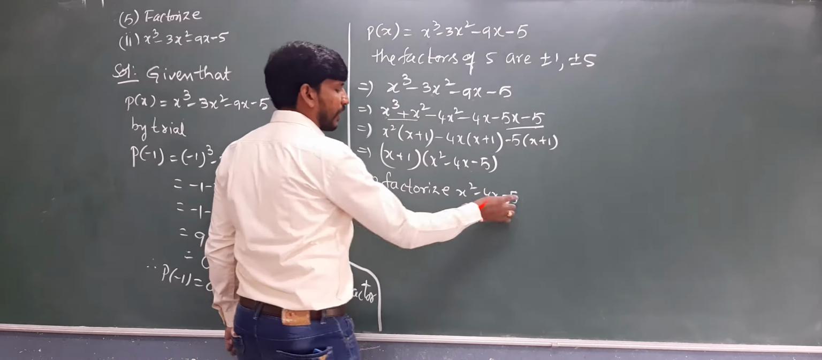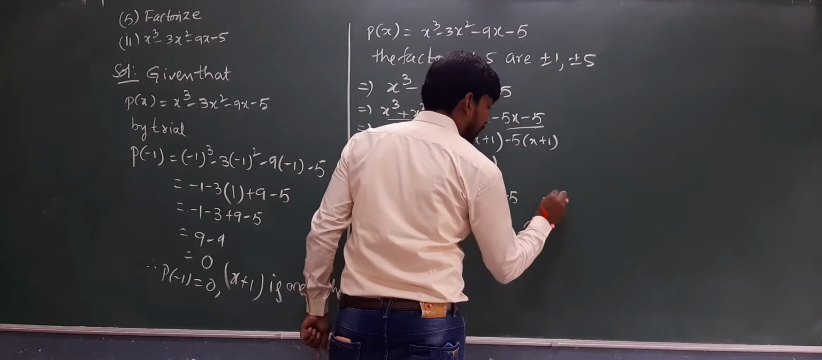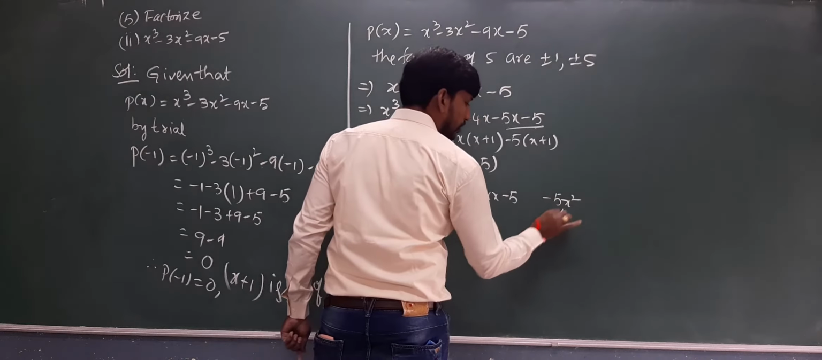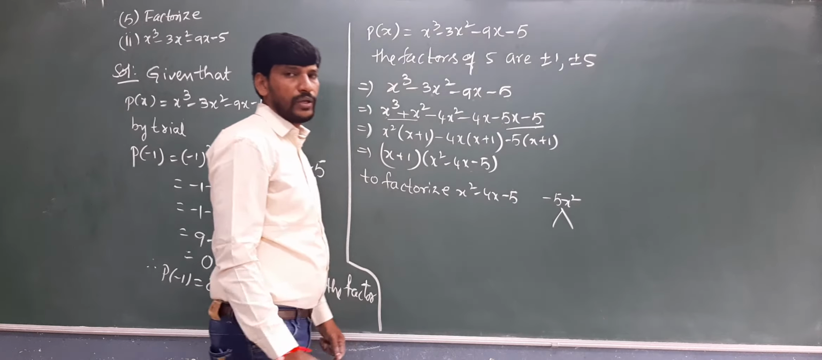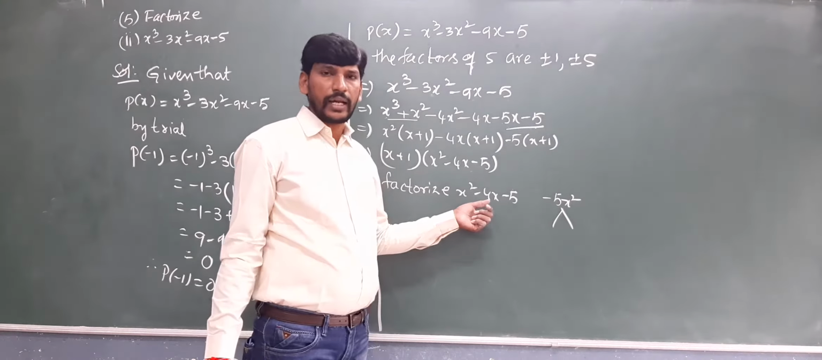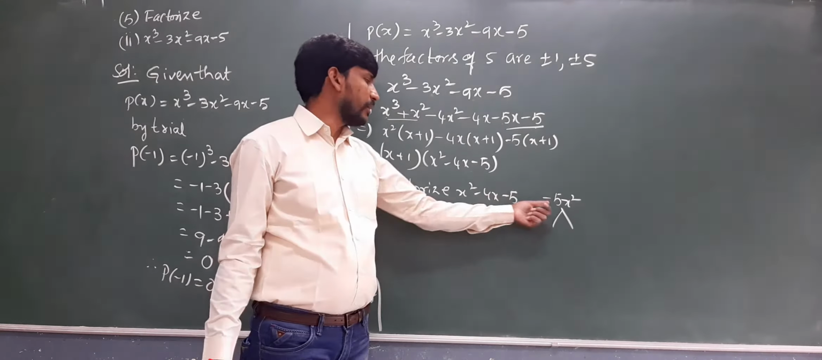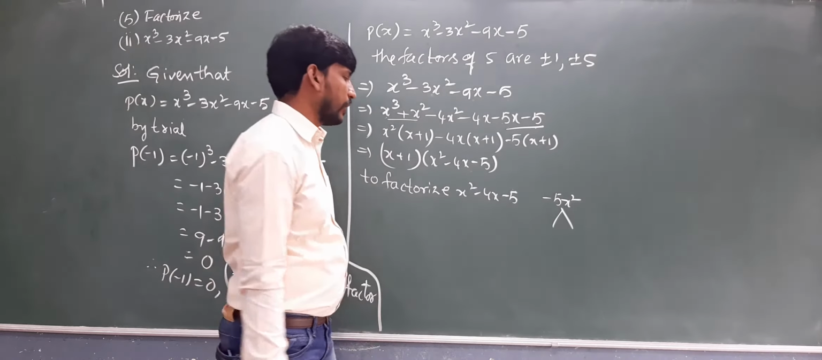Now see this here. What are the factors of it? Multiply minus 5 and x square, that is minus 5x square. What are the factors of 5? Here I wrote plus or minus 1, plus or minus 5. Which values we are going to take depends on the minus 4x. Here I want minus 4x. Here I want minus 5x square. So one should be positive, one should be negative here.